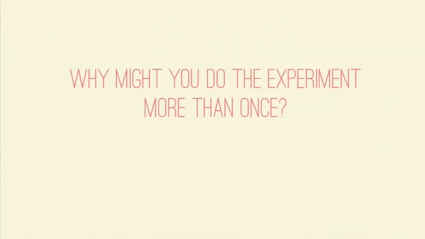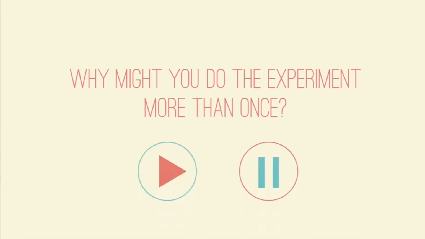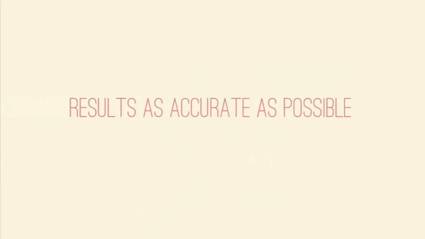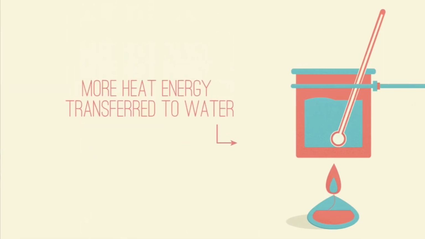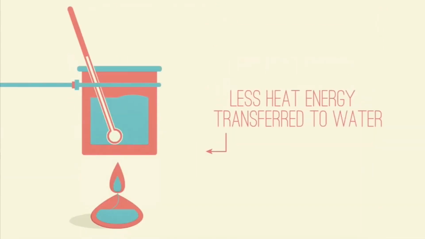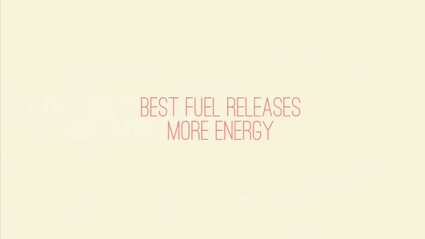Can you think why you might do the experiment more than once? Pause the video and continue when ready. The correct answer is that you want your results to be as accurate as possible. This also improves the reliability of the results you collect. If you have a larger temperature change on doing this experiment with one type of fuel than another, this means that more heat energy was transferred to the water than if you have a smaller temperature change. The best fuel is likely to release more energy per gram of fuel.